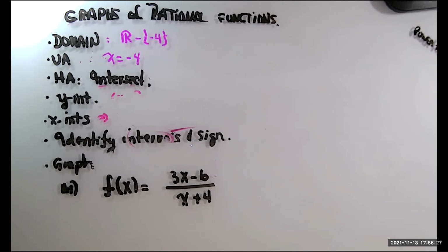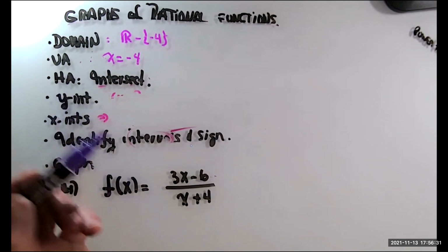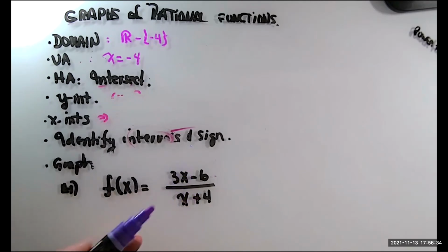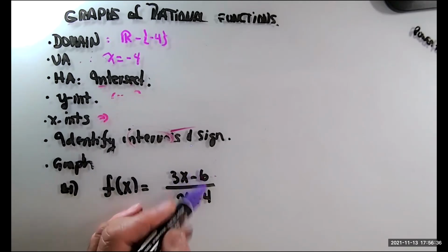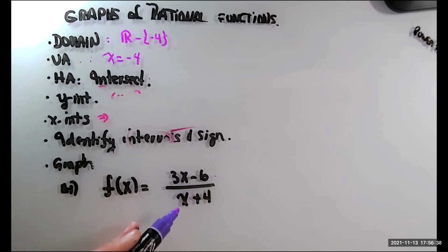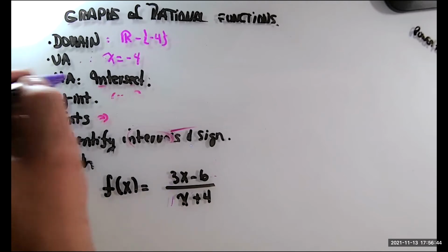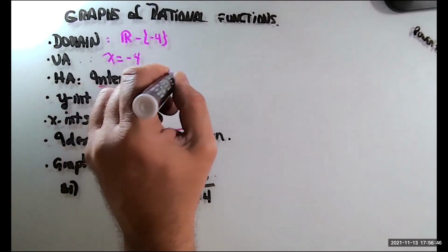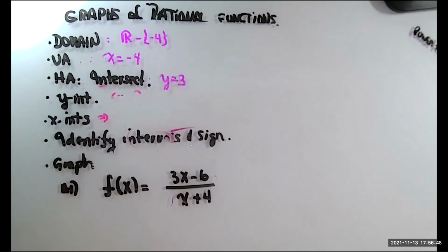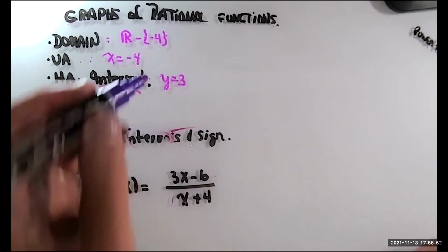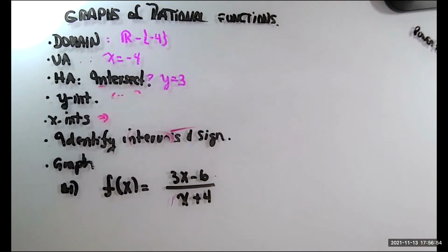Now, how do I find the HA, the horizontal asymptote? Well, we need to look at the degrees. The numerator is degree 1, the denominator is degree 1. Since we have the same degree, we look at the lead coefficients. This is coefficient 1. 3 over 1 is 3. So we have an HA at y equals 3. Now, do we intersect? Yes or no? Maybe, we don't know.